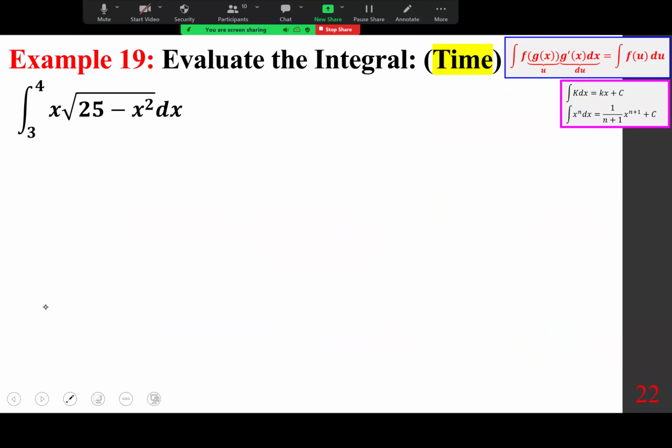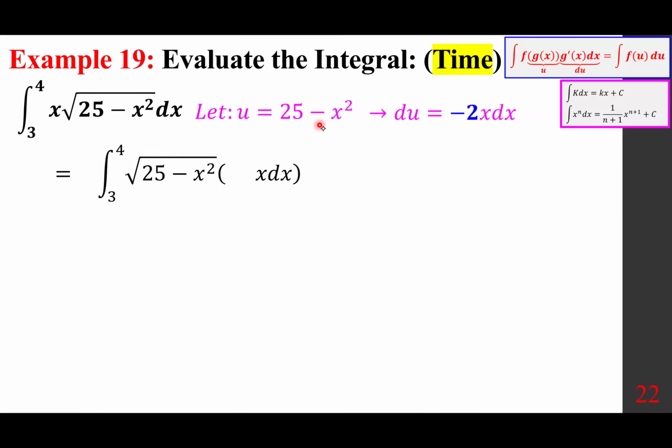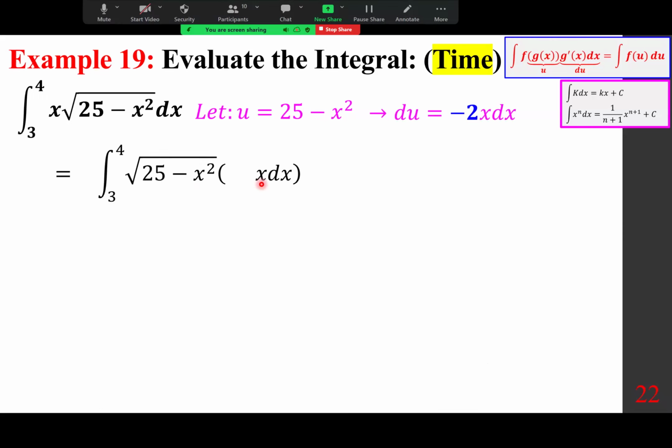We looked at this in our lecture 25. We have a polynomial x, and a polynomial under the radical, 25 minus x squared. The more complicated one, 25 minus x squared, is the choice of u. Its derivative is negative 2x. Therefore, du is negative 2x dx. When we rewrite it, we notice everything is in good shape except negative 2 is missing. Since it's a number, we can put it in there and undo it with its reciprocal, negative 1/2.